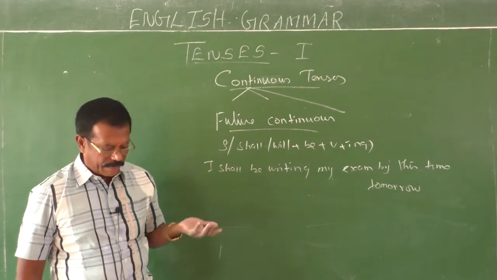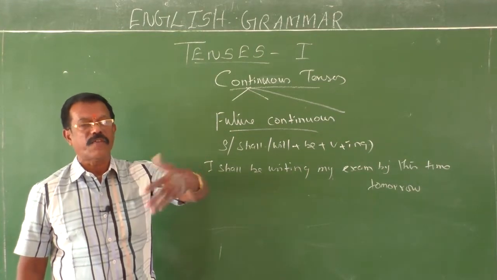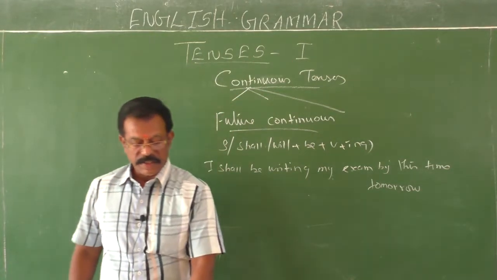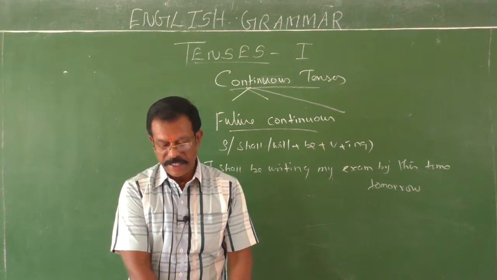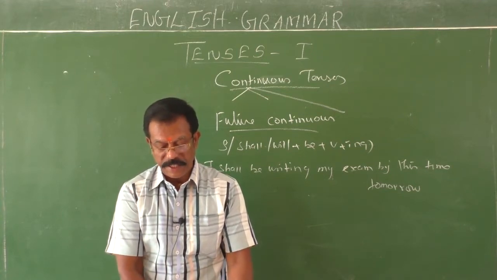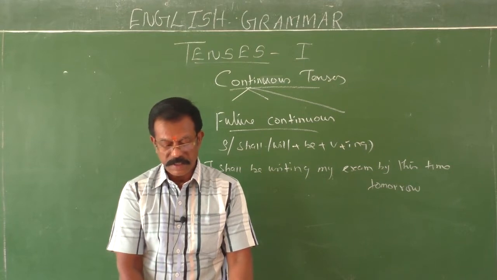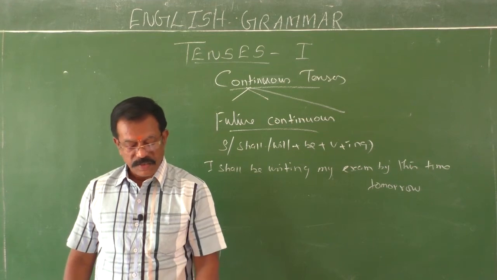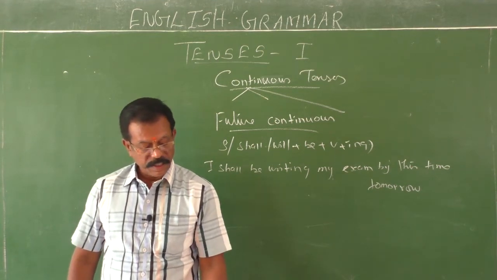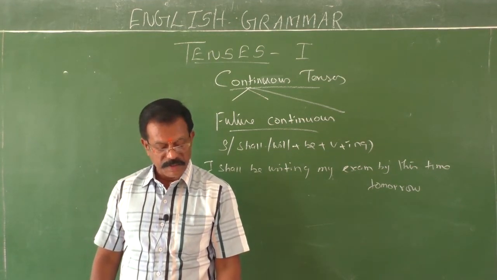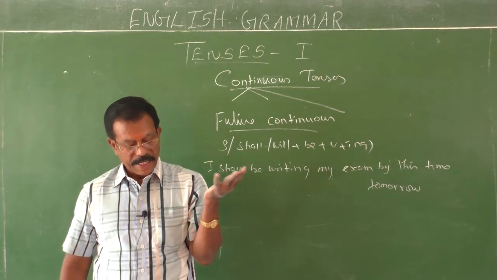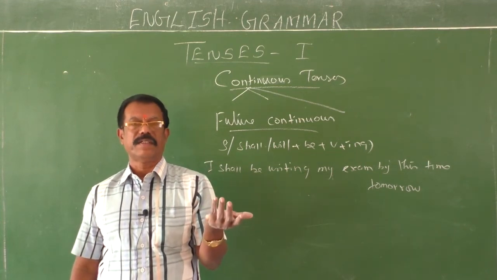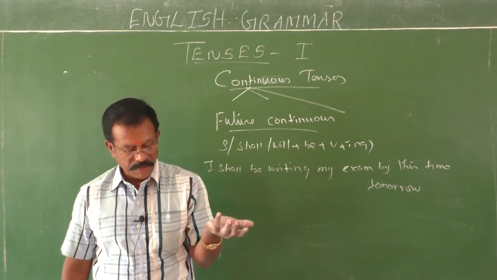Okay, so when you have a plan for the continuity of an action for some time in the future, that can be expressed with the help of future continuous. So this future continuous is used to refer to an action which will continue for some time in future, to talk about future events that will be in progress at a specific time in the future. For example, at 5 o'clock, I will be meeting with the management.